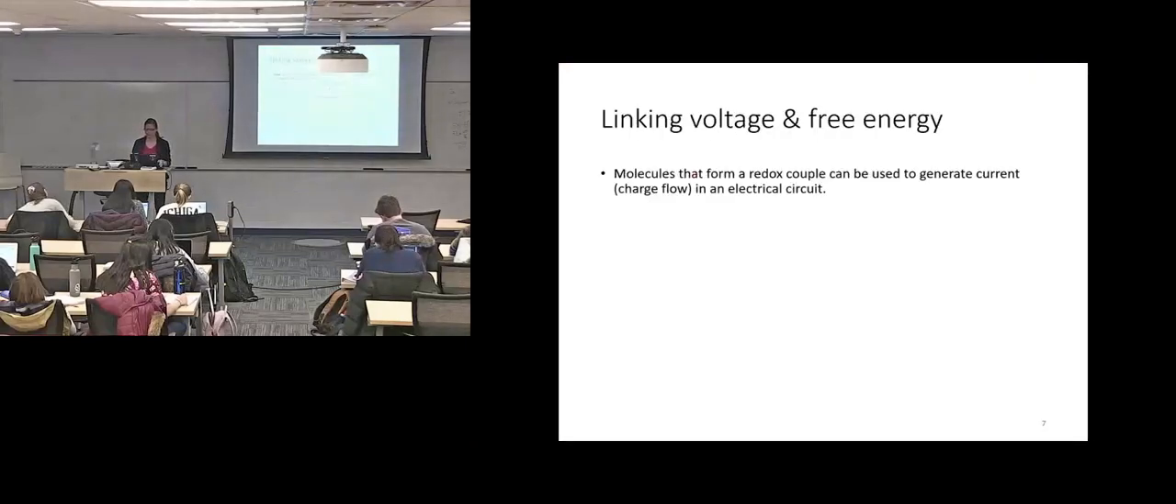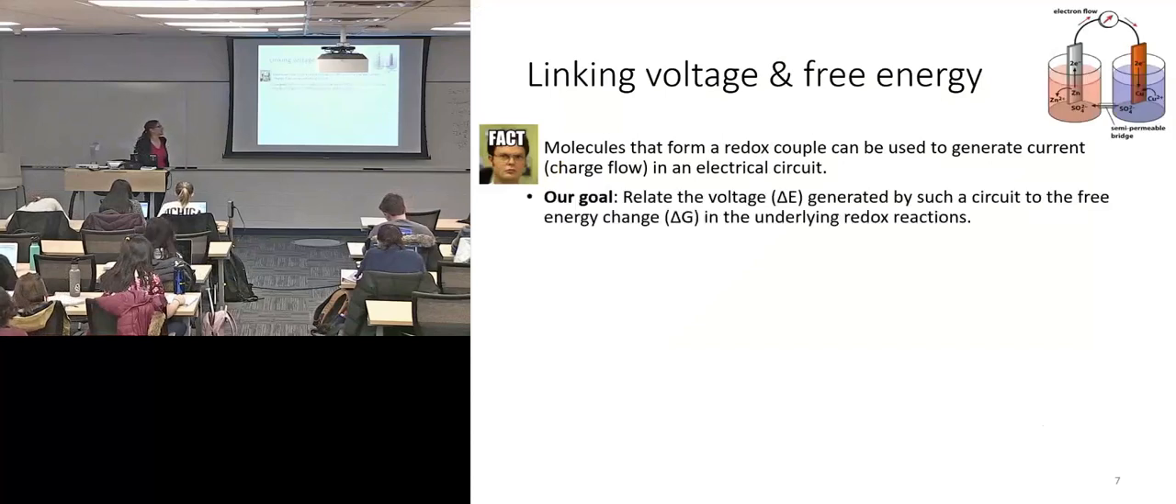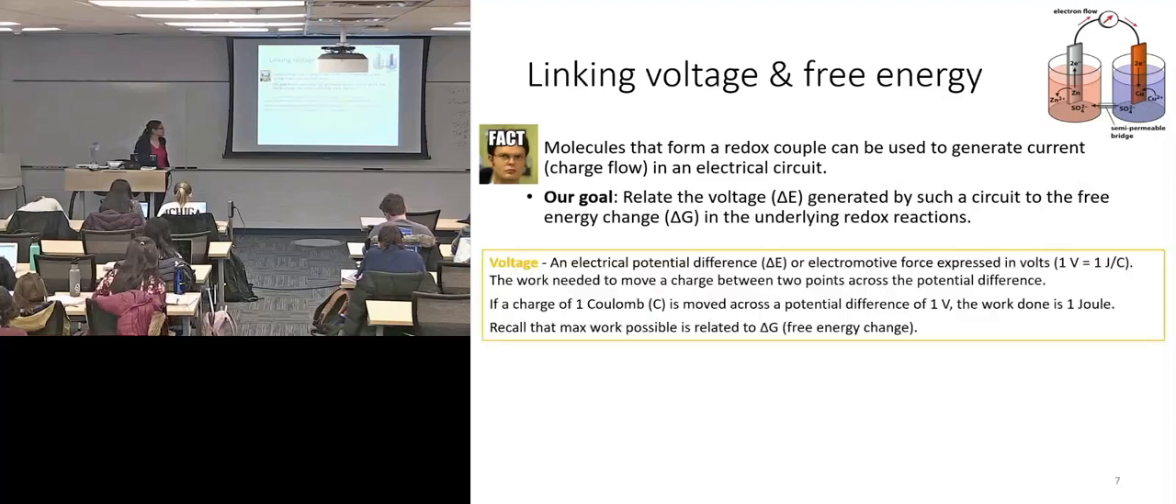So I think pretty much a lot of what I've written just appears on these slides, so we'll go through them again, and then we're going to do a practice problem. Okay? Molecules that form a redox couple can be used to generate current or charge flow in an electrical circuit. This is just a fact that I told you. My apologies for that. Our goal was to relate deltaE to deltaG.